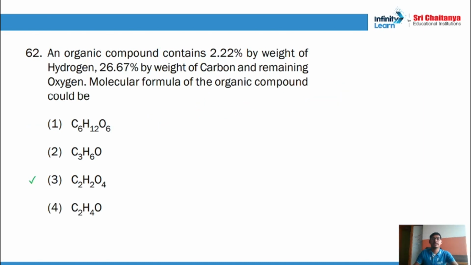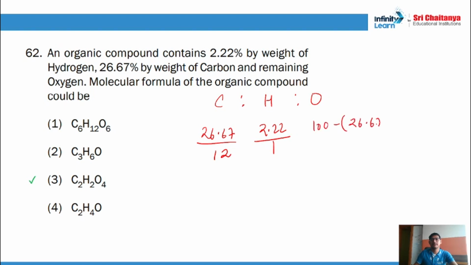An organic compound contains this hydrogen, this carbon and remaining oxygen. Molecular formula is, so you will have to begin by calculating the empirical formula, which is pretty easy. You just have to find out the ratio of their moles, right? So moles is mass divided by molar mass, and I can take the mass of hydrogen as 2.22% by its molar mass 1, the molar mass of hydrogen atom, okay? For carbon, it is 26.67 divided by 12, and remaining 100 minus (26.67 plus 2.22) divided by 16.